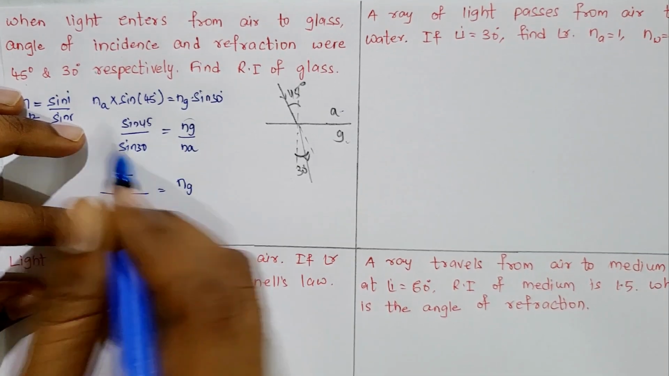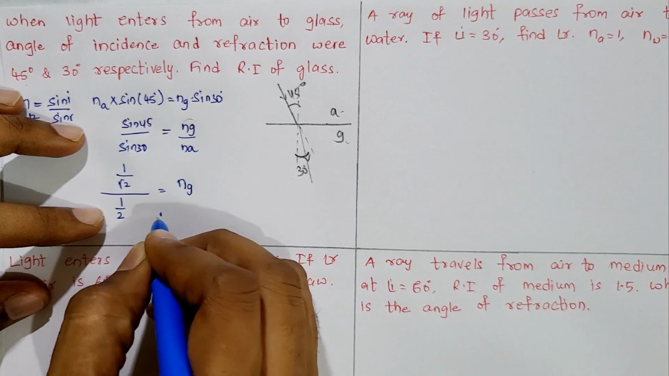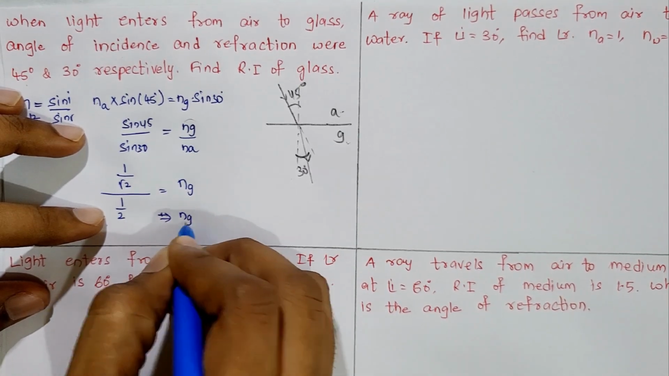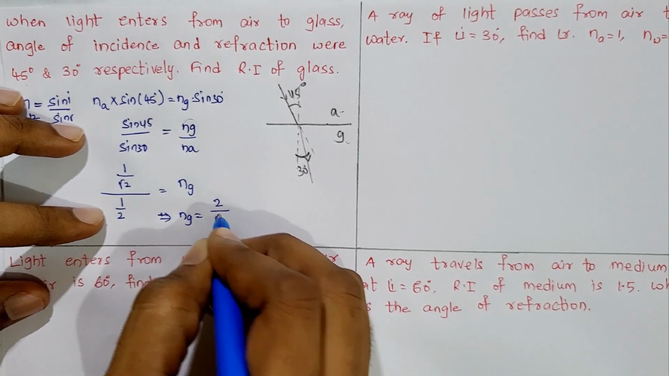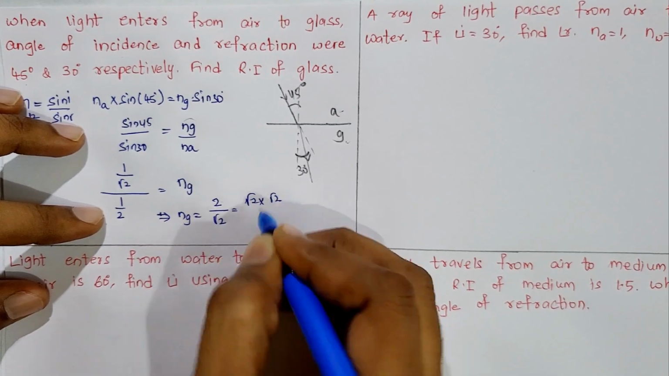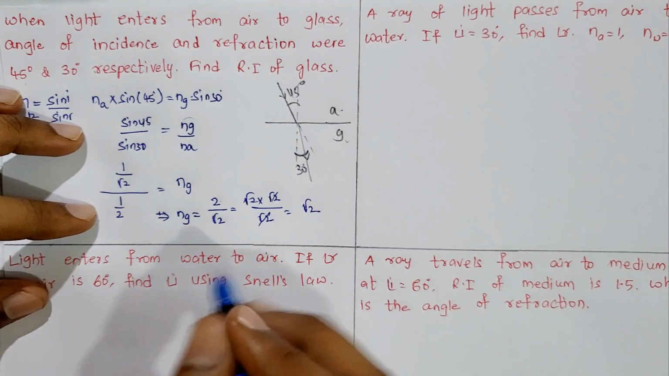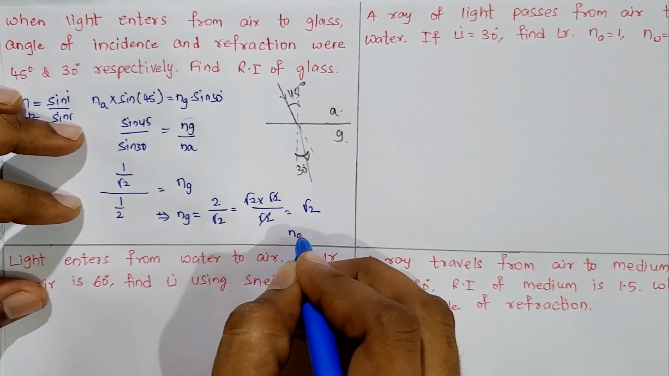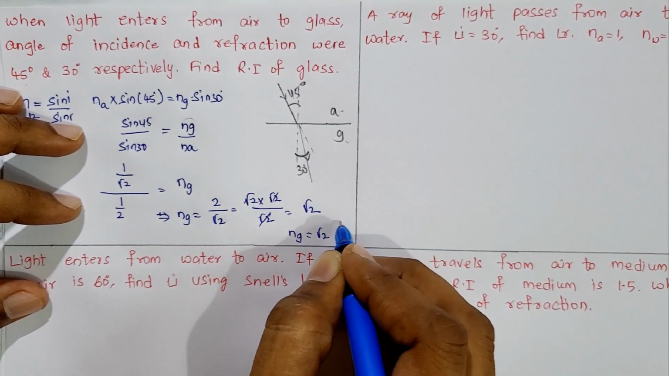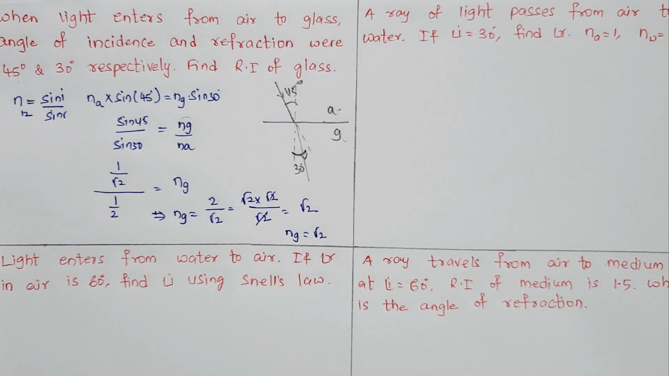So if we send this to the numerator, 2 goes to the numerator. It becomes refractive index of glass is equal to 2 divided by root 2. 2 can be written as root 2 into root 2, divided by root 2. Root 2 cancels. So we got refractive index of glass is equal to root 2. Root 2 value is 1.4. Okay. So this is how they will ask any question.